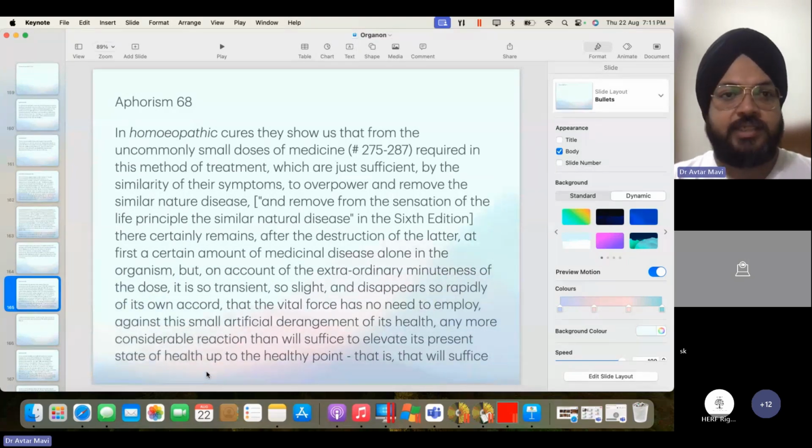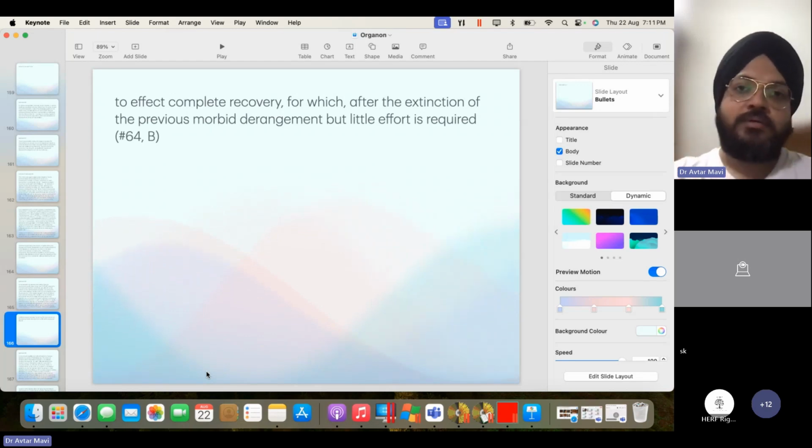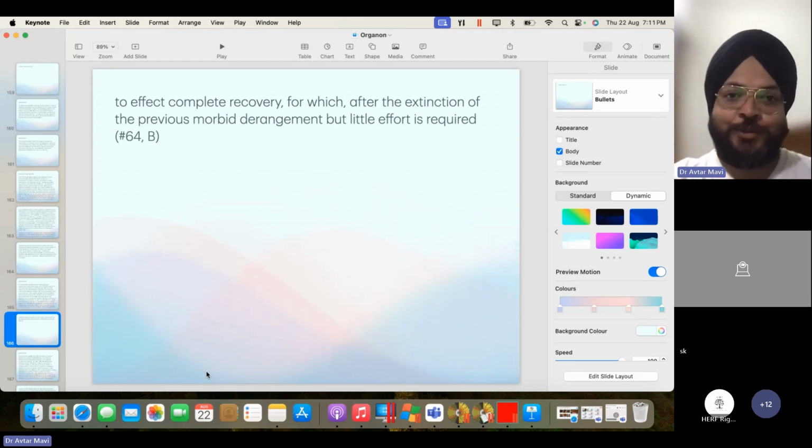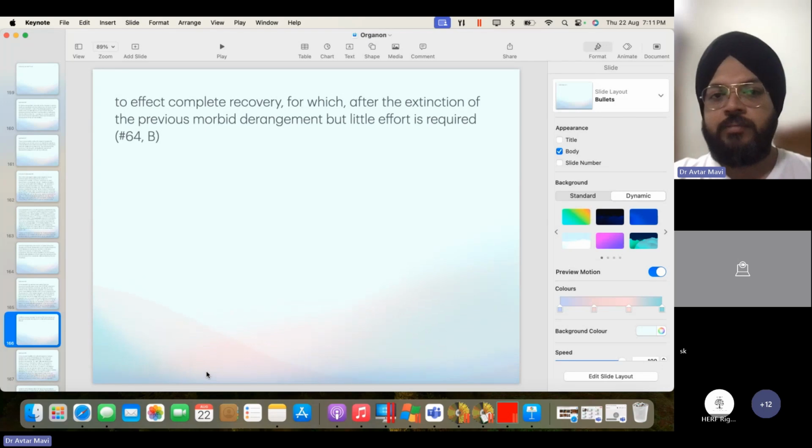That will suffice to effect complete recovery, for which, after the extinction of the previous morbid derangement, but little effort is required. So the complete recovery will come. The vital force will not need to put up a secondary antagonistic action to that. No effort on the part of the vital force will be required to remove this medicinal disease from the body.